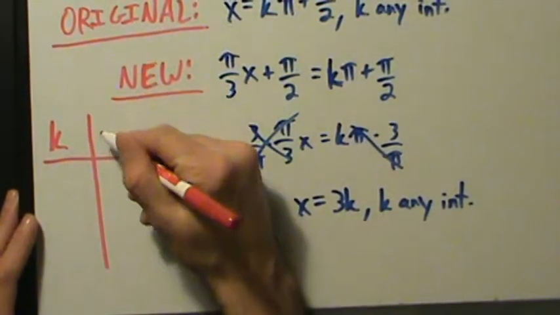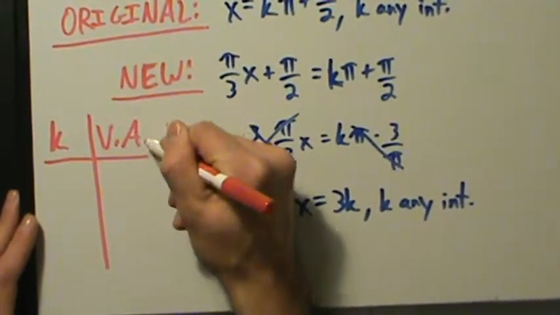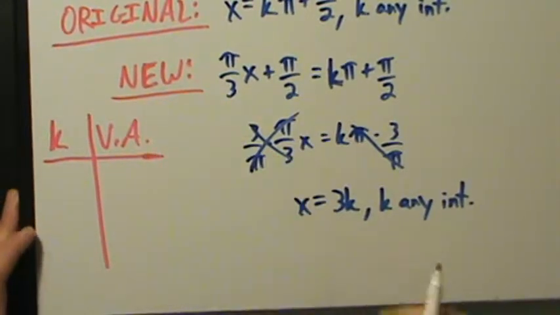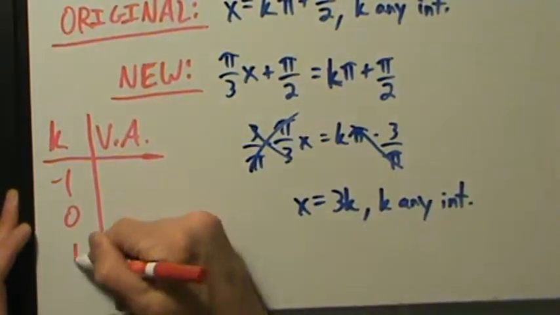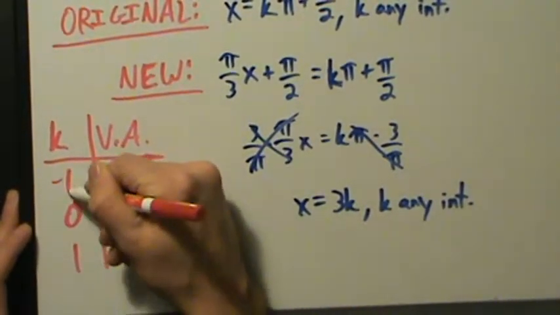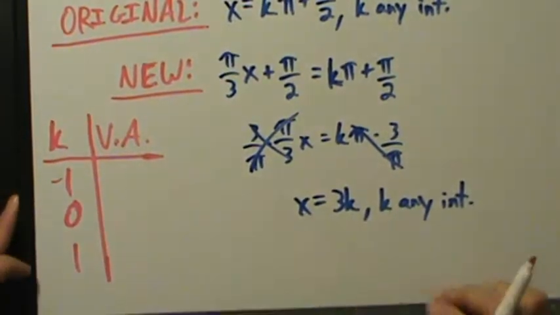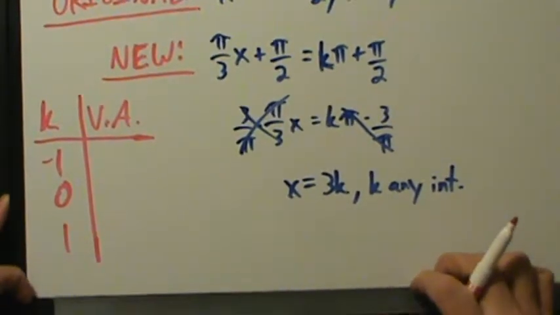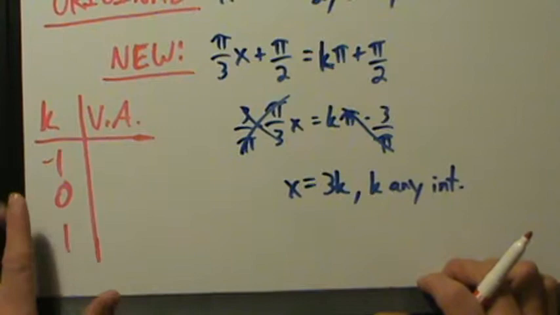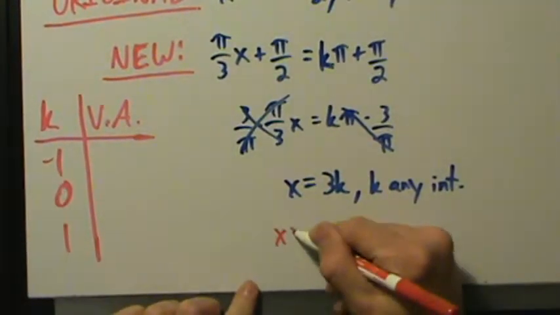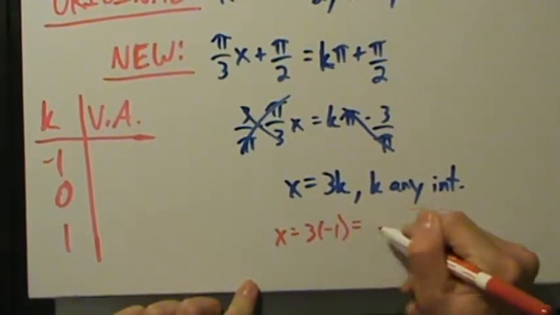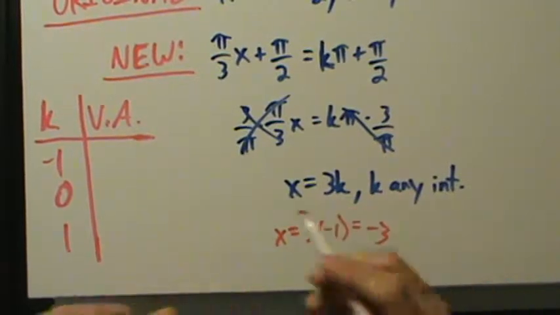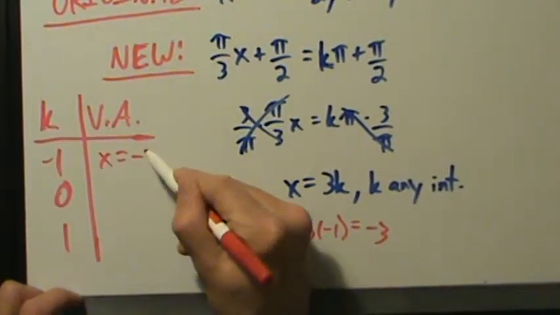Okay, so anyway, set up our chart like we always do for this. K, vertical asymptote. So we're going to use -1, 0, and 1. And it's going to be relatively straightforward, which is really nice. So now we figure out, okay, what's the vertical asymptote? So when k is -1, we have x equals 3 times -1, which is -3. Okay? So here, x equals -3.